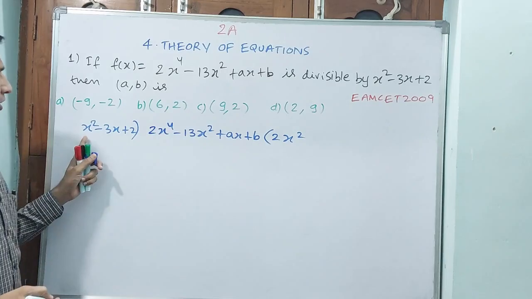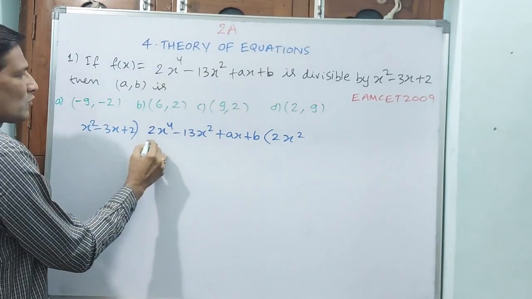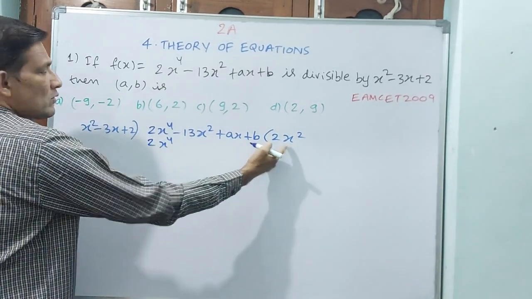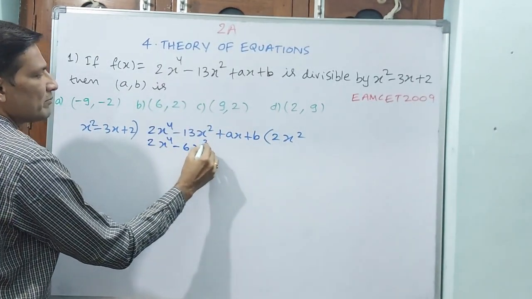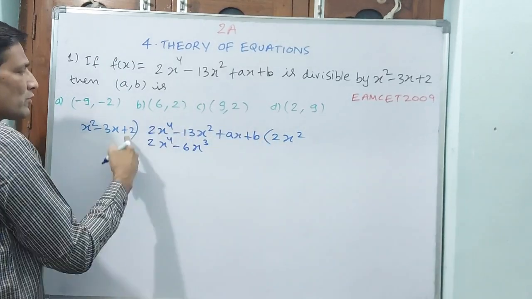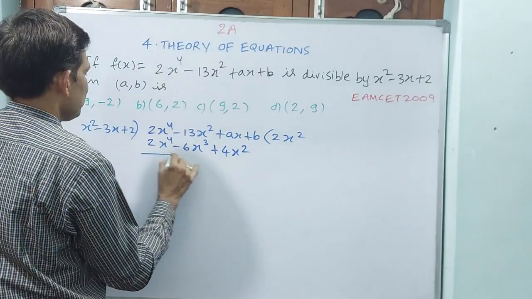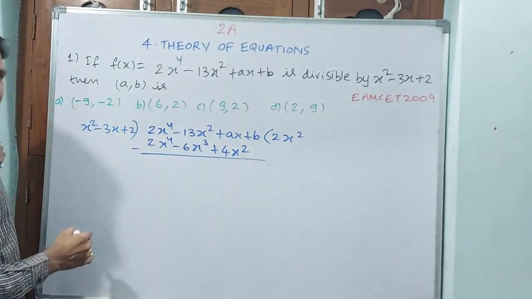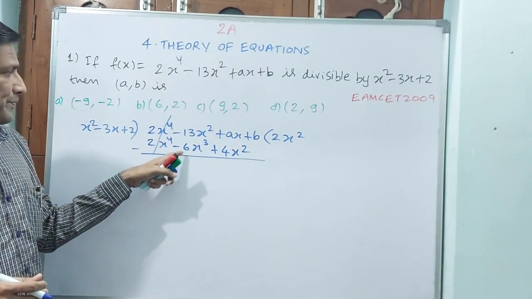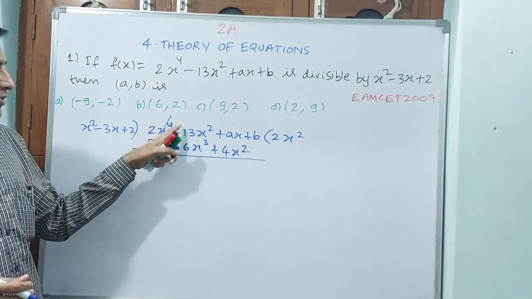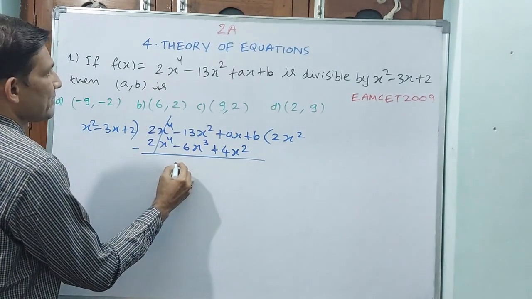Understand? Okay. 2x square, see, x square or 2x square into x square, 2x to the power of 4. 2x square into minus 3x, minus 6x, x cube. 2 into 2, 4, plus 4x square. Okay, you have to do subtraction. 2x to the power of 4, 2x to the power of 4 going to get cancelled out. You see, in the numerator x cube is not there, but here only is there. That means 0 minus of minus, that means plus 6x cube you have to write.